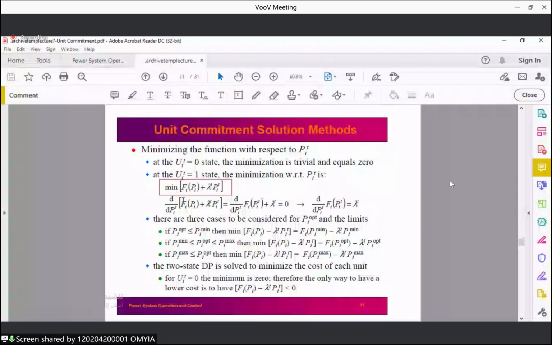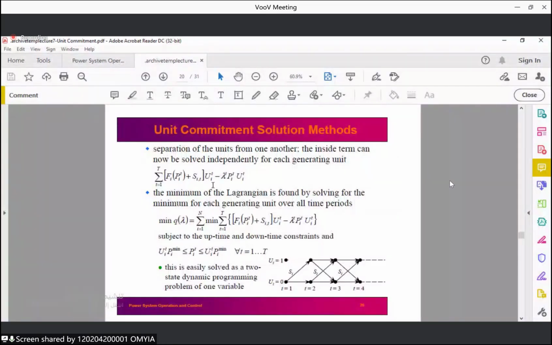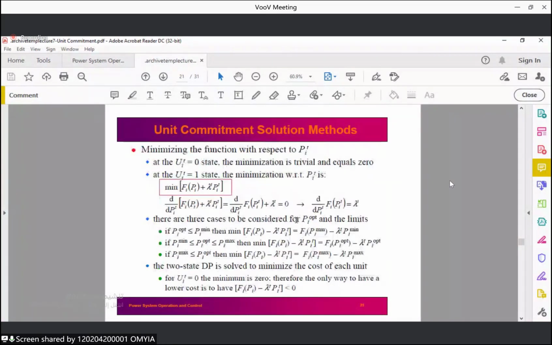To find this minimum, this is what I explained in the picture. We need to take the first derivative of this minimum, and this is easy. d/dPi(t) of [Fi(Pi) + lambda(t) Pi(t)] equals d/dPi(t) of Fi(Pi(t)) plus lambda. Sorry, this is a minus, not plus. Here, this is minus, not plus, okay?